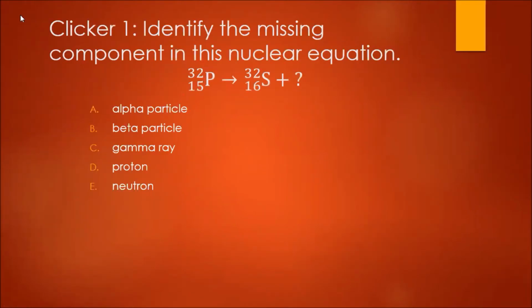First clicker question. Once again, feel free to send me an email. Identify what particle we would need to lose to make this nuclear equation correct. Phosphorus mass 32 is going to sulfur mass 32. What would we have to kick out to form that?